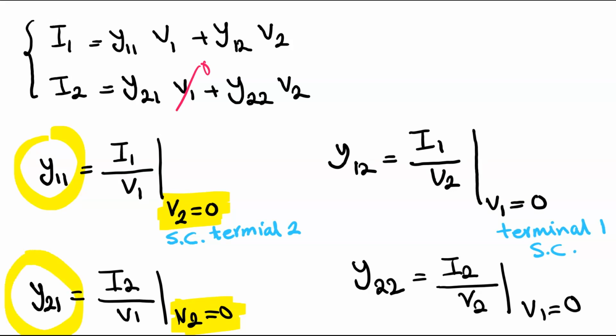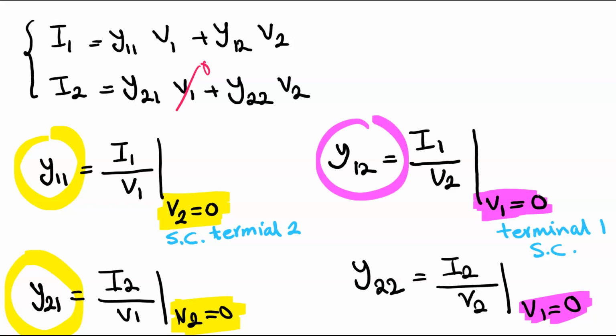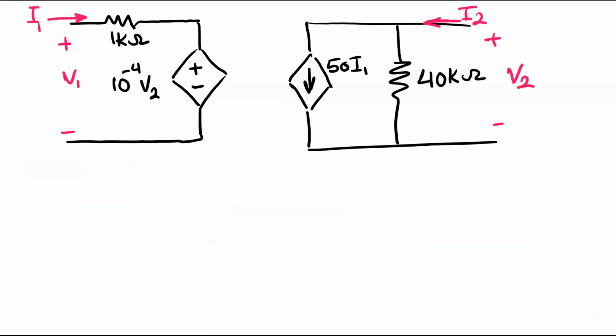And the next time you have to make your first terminal short-circuited, and in this scenario you can find your y12 and y22. Let me show you how you can solve for the Y matrix by an example.